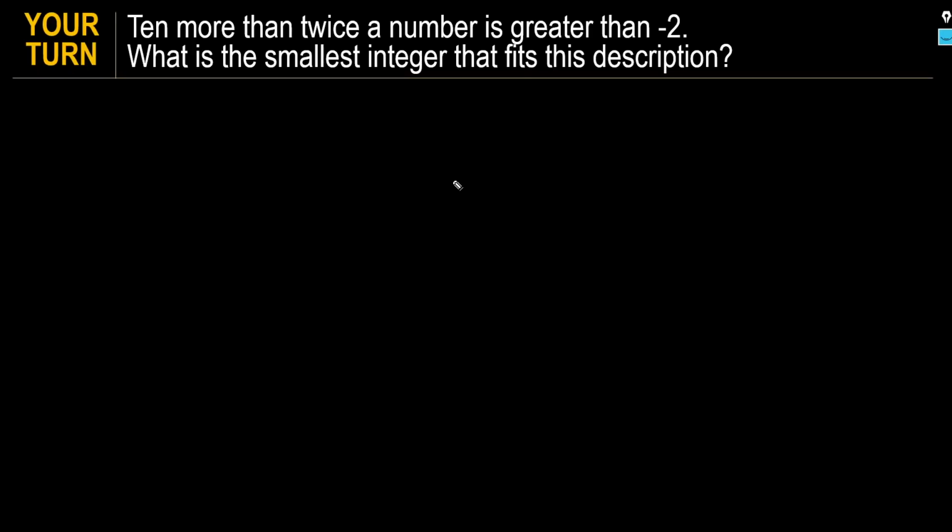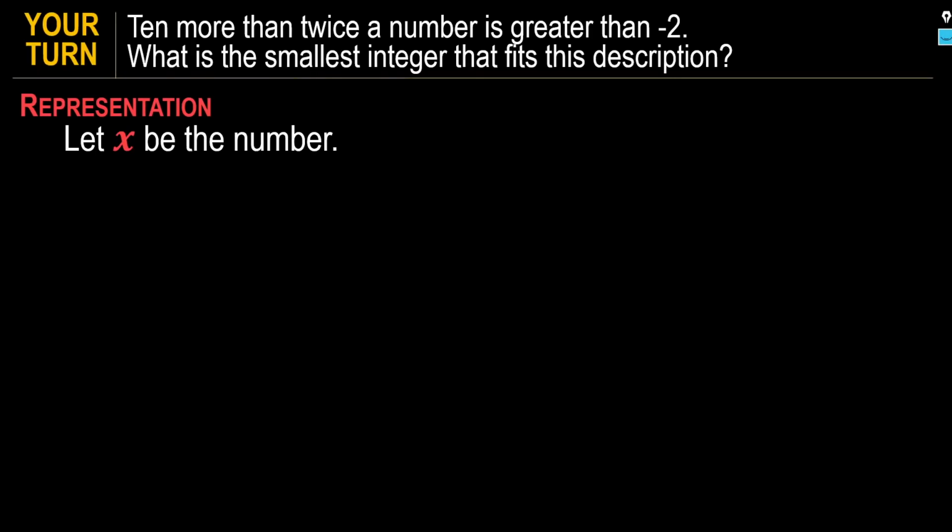Right, may solution ka na dapat. Let's see. What is the smallest integer that fits this description? So maybe I will let x be the number that I am looking for, no? Sabi, 10 more than twice a number is greater than -2. So that number, I'll let that be x. If I dissect my first sentence here, 10 more than, that should be 10 plus, twice a number, that's 2x, based on my representation, is greater than -2. So my inequality here, not my equation, ano?